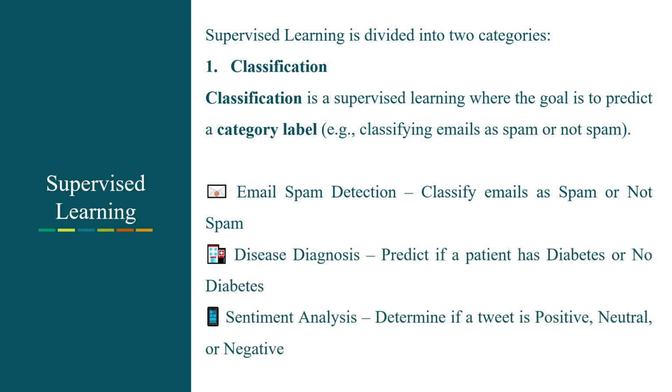First, let's have a look at classification. Classification is a supervised learning task where the goal is to predict a category, a label, that is classifying an email as spam or not spam. Okay, so you can say that in classification, the model predicts a category or class based on the input data. As I gave the example of email spam detection, the algorithm will detect whether an email is spam or not spam. Similarly, disease diagnosis, predicting if a patient has diabetes or no diabetes. Next is sentiment analysis, determining if a tweet is positive, neutral or negative. So this is the example of classification under supervised learning.